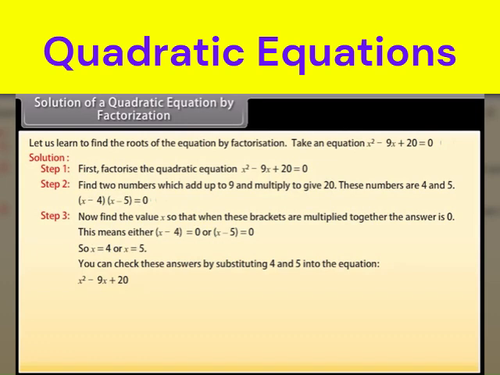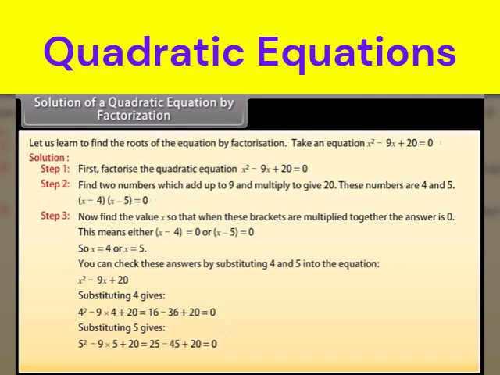x square minus 9x plus 20. Substituting 4 gives 4 square minus 9 into 4 plus 20 is equal to 16 minus 36 plus 20 equals 0. Substituting 5 gives 5 square minus 9 into 5 plus 20 is equal to 25 minus 45 plus 20 equals 0. Remember these 3 simple steps and you will be able to solve quadratic equations.